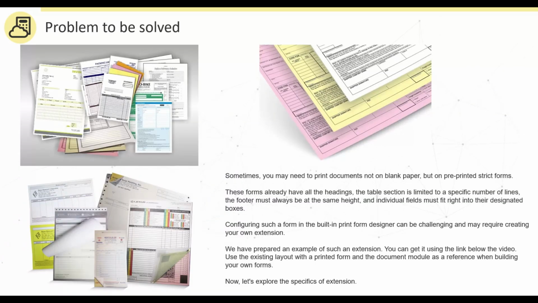Here is a problem that we are about to solve. Sometimes you may need to print documents not on blank paper, but on pre-printed strict forms. These forms already have all the headings. The table section is limited to a specific number of lines. The footer must always be at the same height, and individual fields must fit right into their designated boxes. Configuring such a form in the built-in print form designer can be challenging and may require creating your own extension.